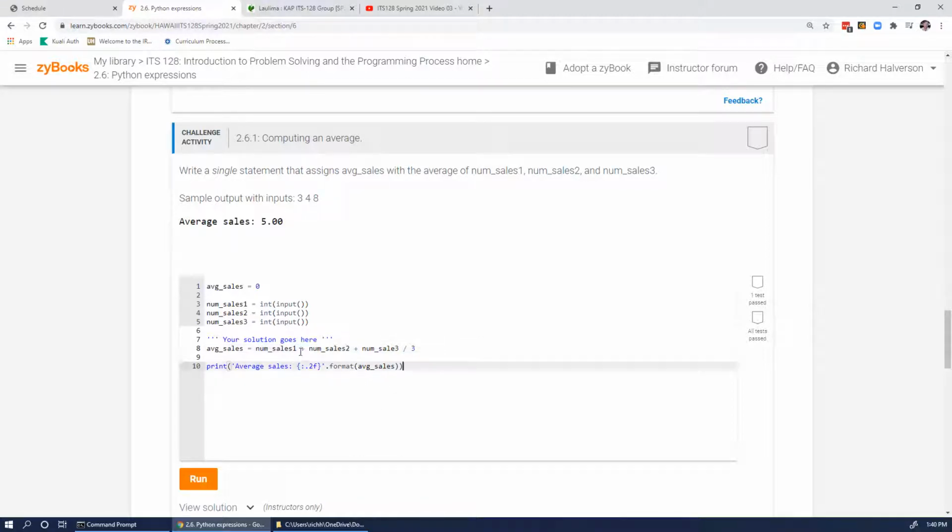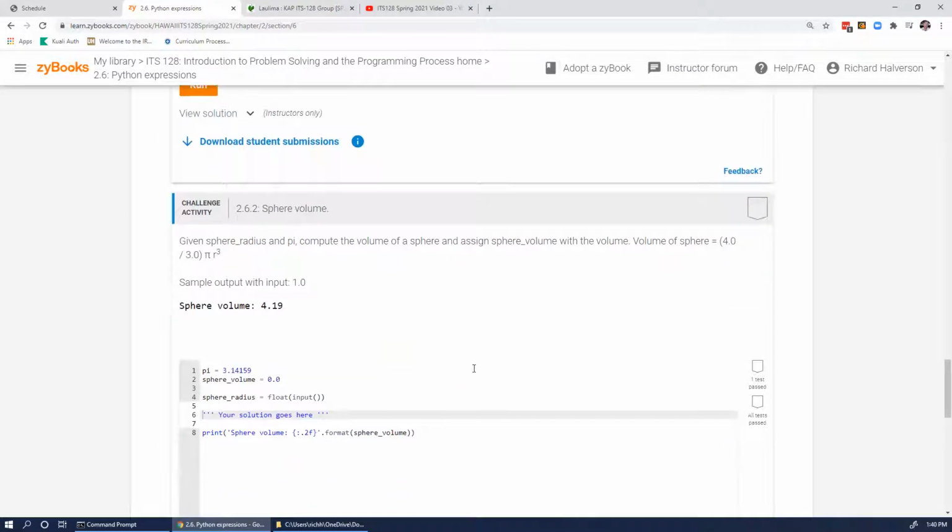So we want to do the additions first, then we want to do the division. So to enforce that, we put parentheses around what we wanted to do first. And so this will give us our correct answer. Okay.